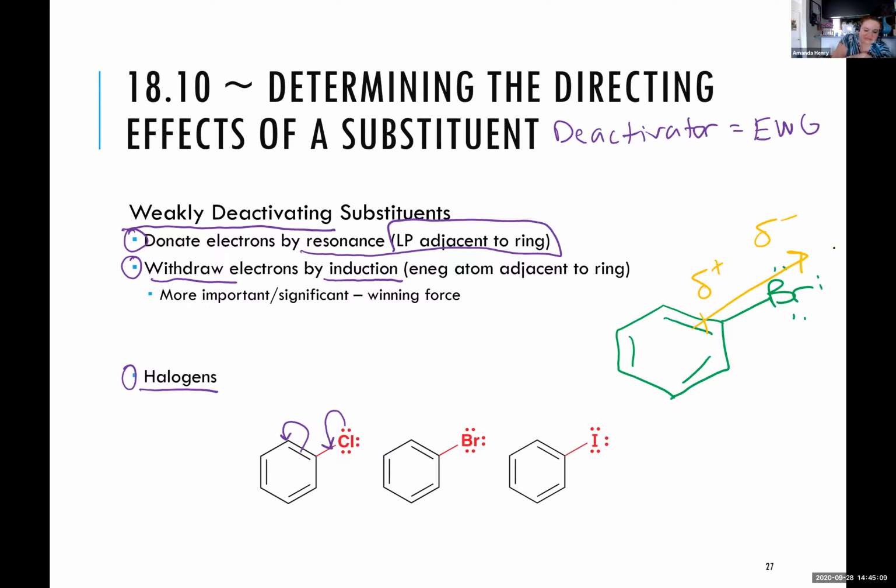And then the last thing on there, it says that this is the more important force. So the withdrawing overpowers the donating, essentially. So halogens are classified as deactivators because their withdrawing abilities are stronger than their donating abilities. Questions about the halogens?